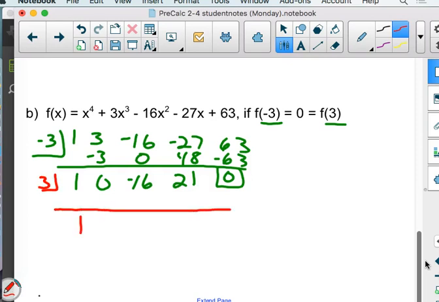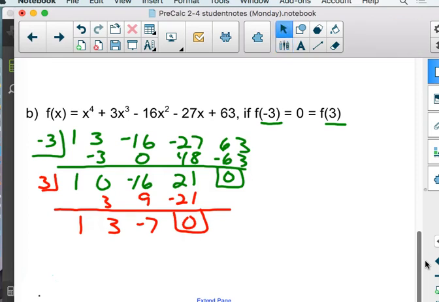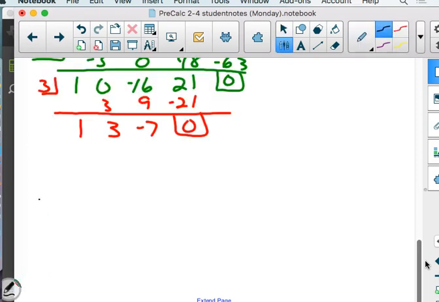So now we bring down the 1, and this time outside the box we multiply by 3, put it inside the box, add inside the box. Multiply 3 times 3 and get 9, add inside the box. Multiply negative 7 times 3 and add inside the box. So we verified the two zeros that they already gave us. And what we need to see is what do we have left? We always start with remainder, constant, x, x squared. If there were more numbers here, we'd do x to the third, x to the fourth, etc. So we have x squared plus 3x minus 7 equals 0.